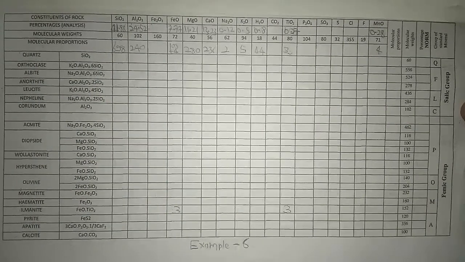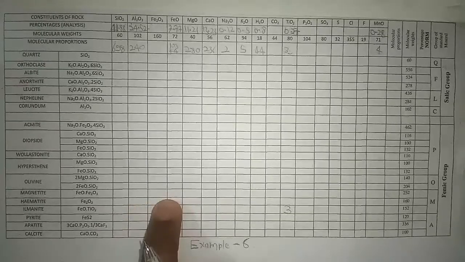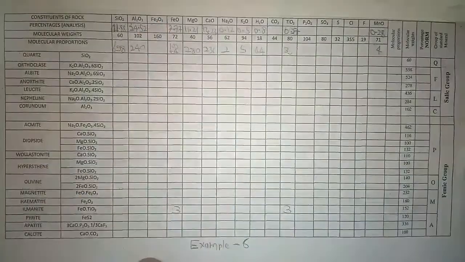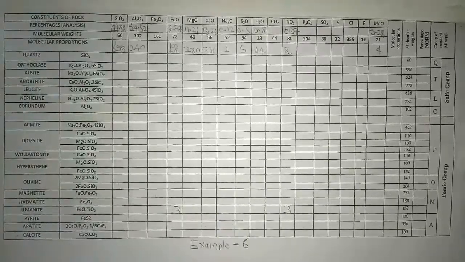After that, magnetite and then hematite. We cannot make them because we don't have Fe2O3. You can see here nothing is given, so we cannot make magnetite or hematite.